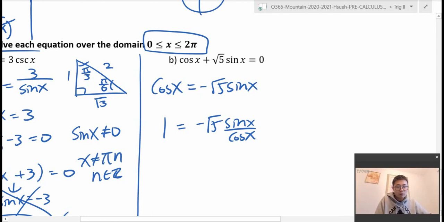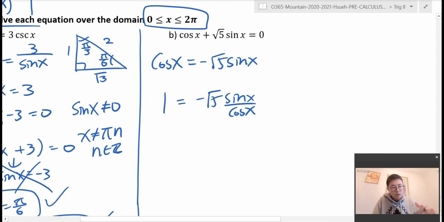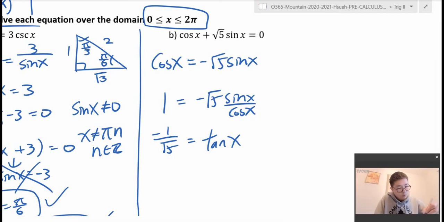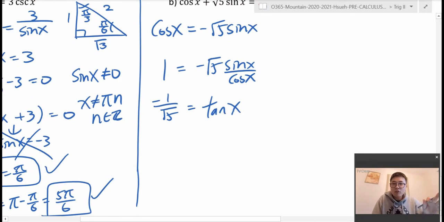Now recall, sine x over cosine x is simply tangent x. So now I'm going to move the negative root 5 to the left. So I get negative 1 over root 5 is equal to tangent x. And now you can see this is one simple trig equation that we can actually solve. Okay, so first of all, notice that we do have a denominator here, cosine x. So you have to check for the non-permissible value in a second.